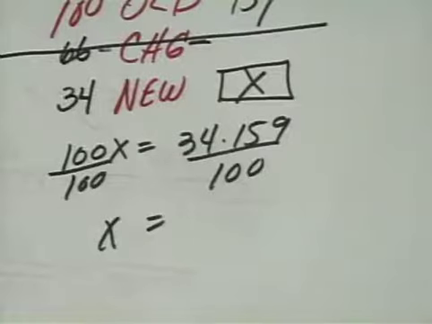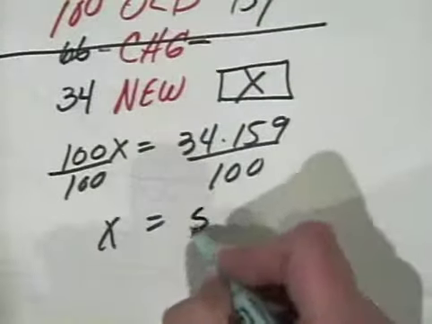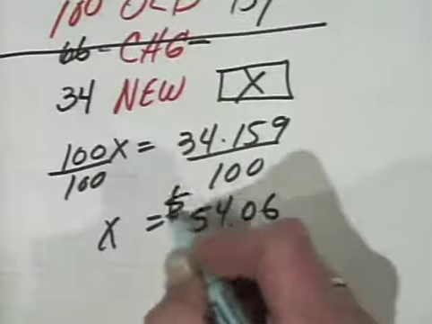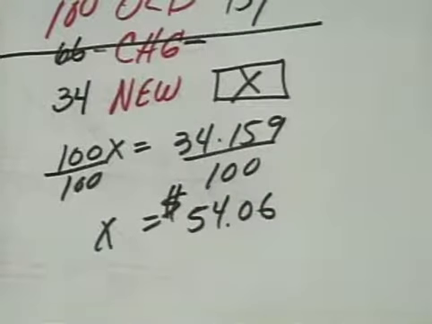Somebody back there, how are you doing? Fran? 54.06. If there was money involved there and there needed to be some rounding, we'd round up. Is that one making sense? Okay.